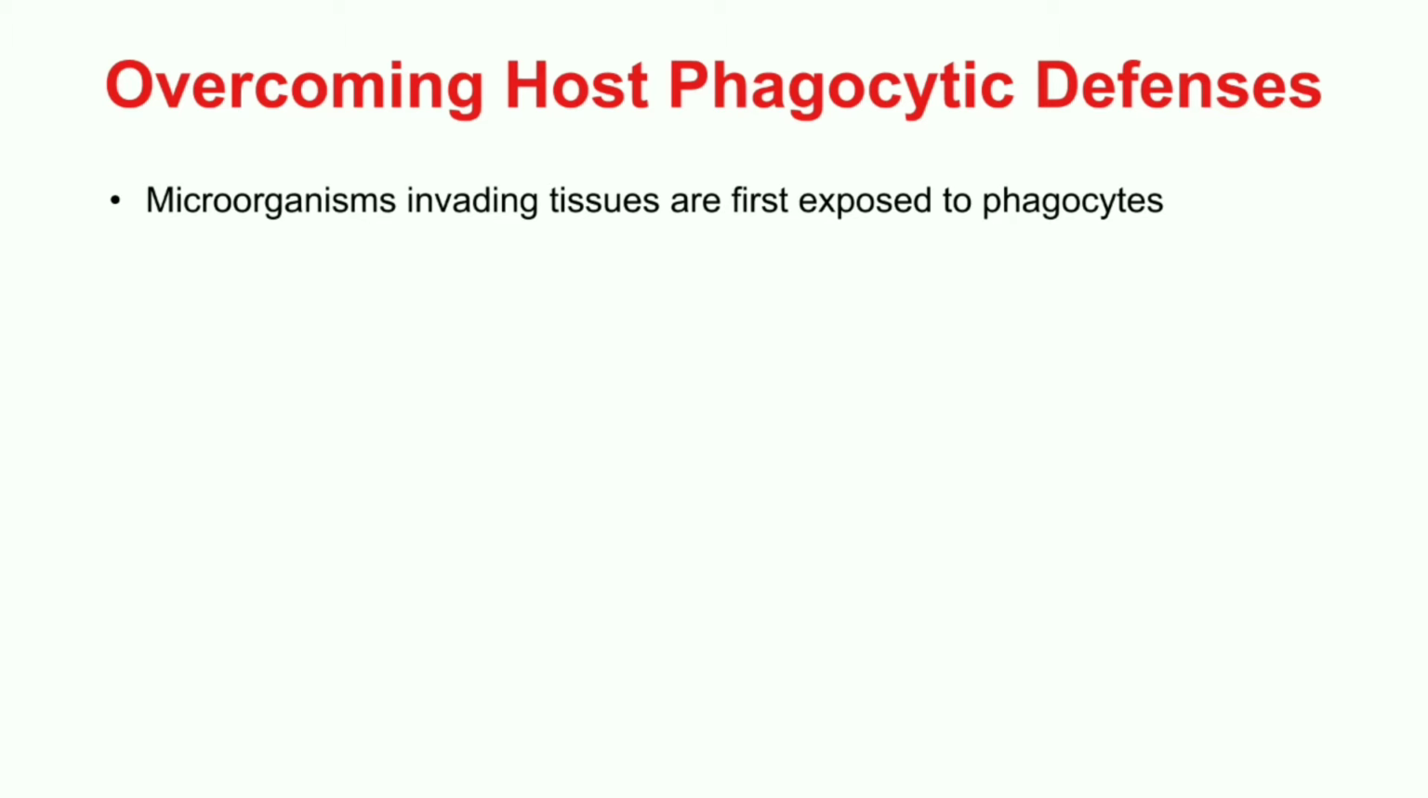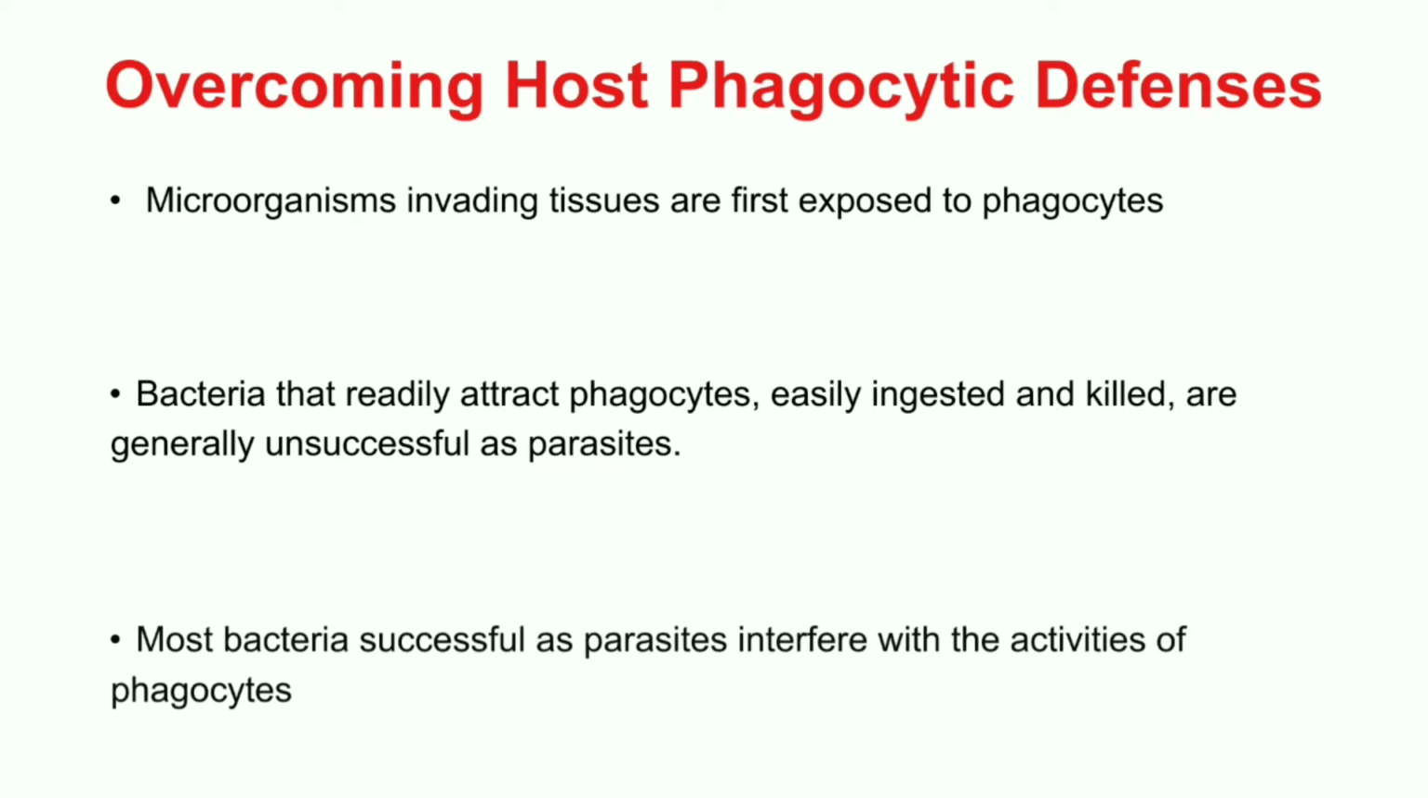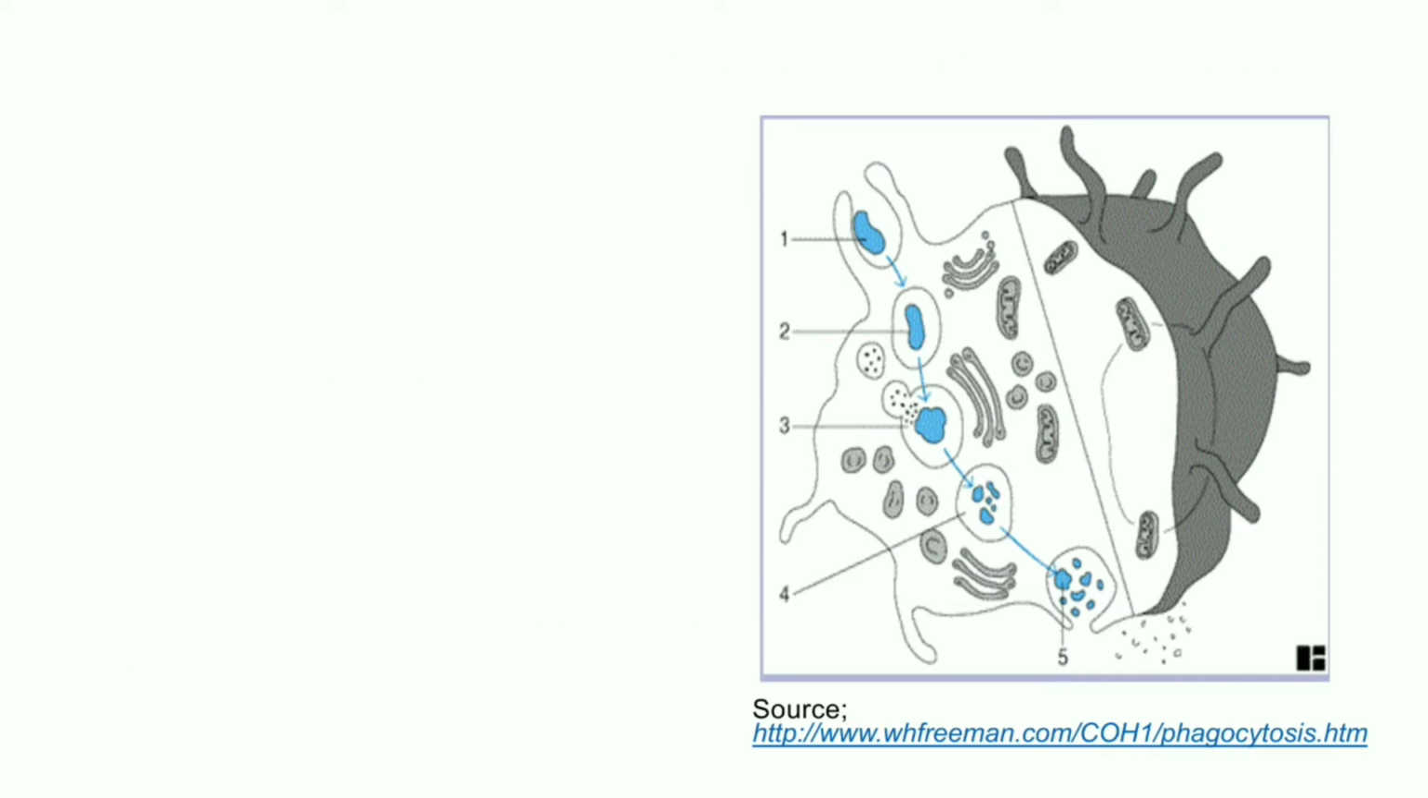First and foremost, the bacteria are exposed to phagocytes. Bacteria which readily attract phagocytes or are easily ingested and killed are generally unsuccessful as parasites. On the contrary, many bacteria which can successfully evade or kill the phagocytes are more potent as parasites.